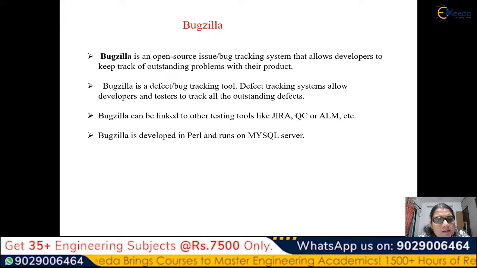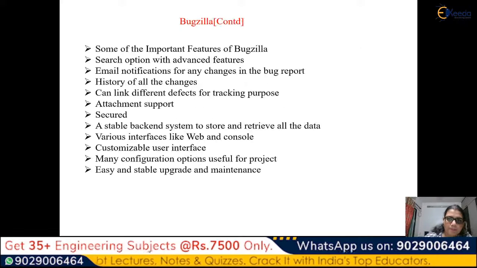It's a tool which helps you to find defects. The tracking system allows developers and testers to track all the outstanding defects, and it can be linked with your Jira, your Quality Center, or your ALM, etc. Bugzilla is developed in the Perl language, and it runs on a MySQL server. Now these are the features.